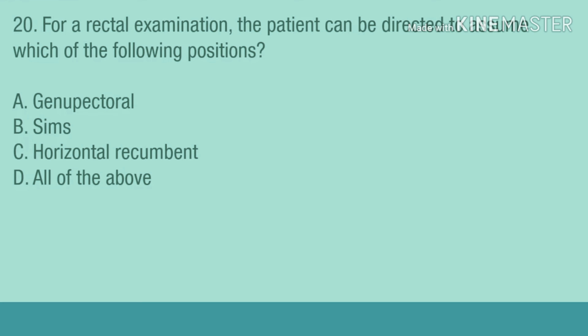Question 20. For a rectal examination, the patient can be directed to assume which of the following positions? A. Genupectoral. B. Sims. C. Horizontal recumbent. D. All of the above.